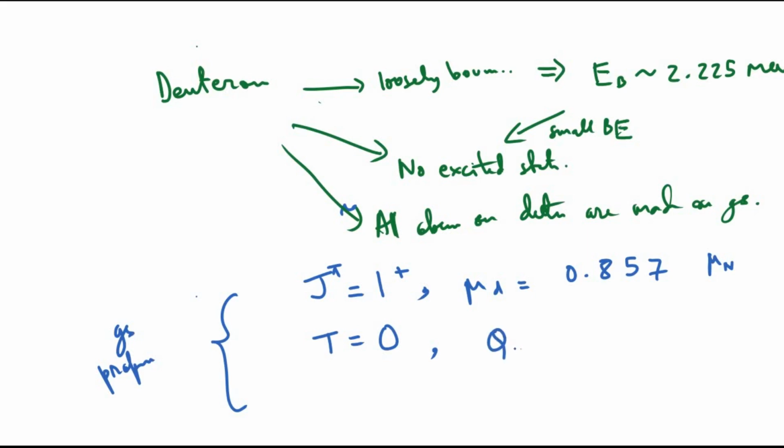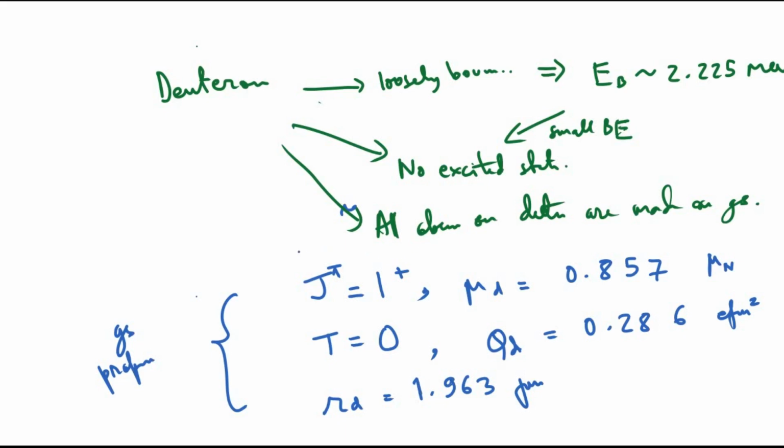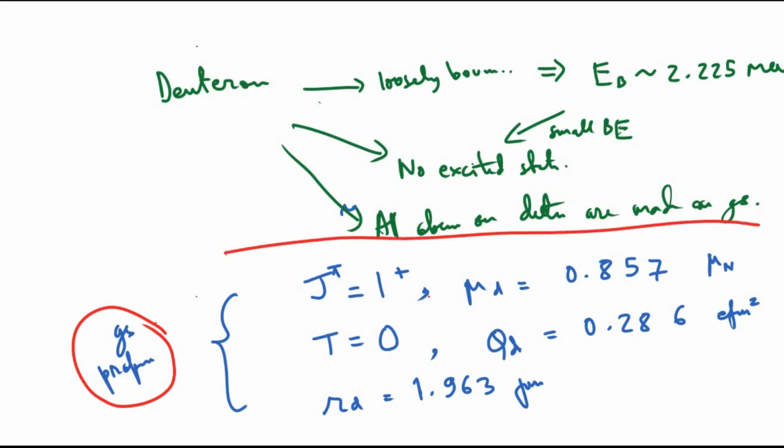Next, electric quadrupole moment, QD, this is 0.286. And finally, the radius of Deuteron, which is 1.963 Fermi-meter. I have not written the uncertainties, I have just written the values without uncertainties. These values I have just written over here, they are the ground state properties, and we are going to exploit these properties and we are going to talk about them in our class.